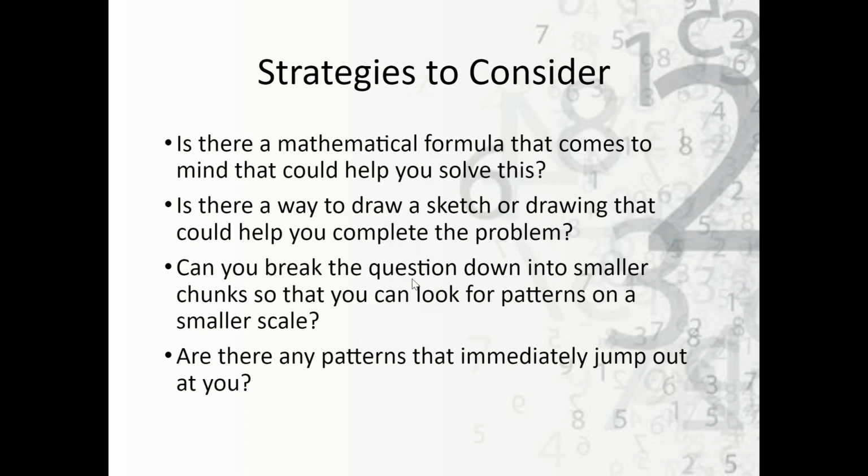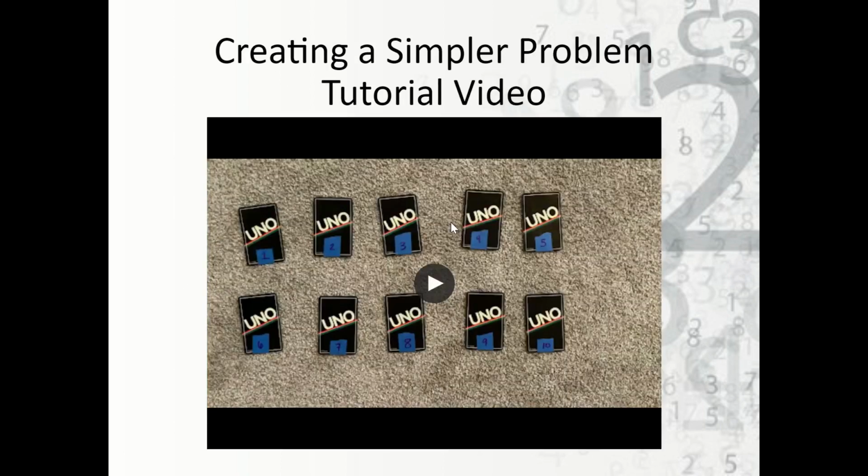Can we break the question down into smaller chunks? So can we look at this, instead of saying 100 lockers, maybe we do 20 lockers or 10 lockers and see if there's any patterns that we can recognize. If there's a pattern we can recognize, then we can try to expand it and make it for the bigger problem and see if it still works. And lastly, is there any actual patterns that just immediately jump out to you? So these are some strategies to consider. Here's a video that shows how we can break this down into a simpler problem.